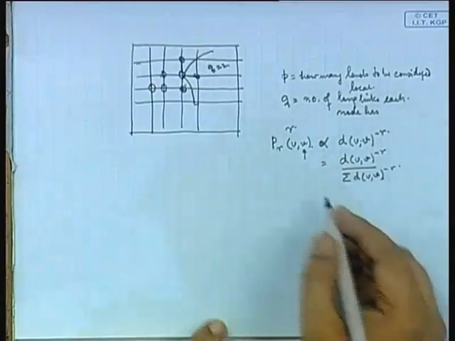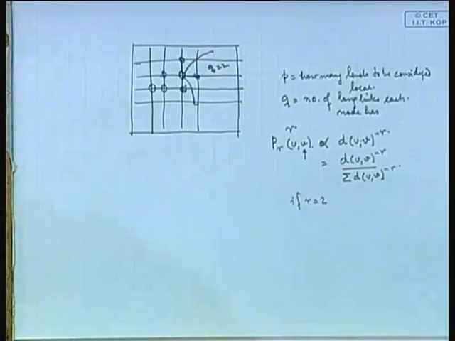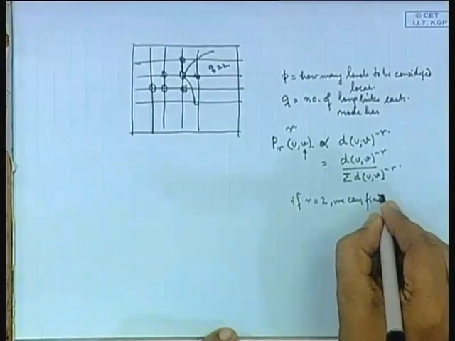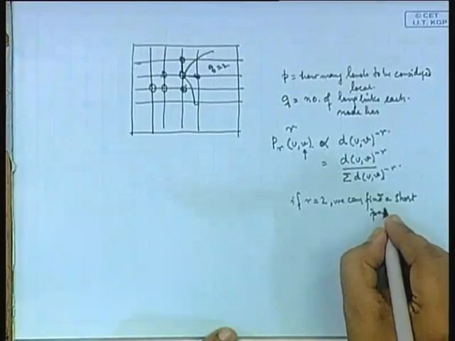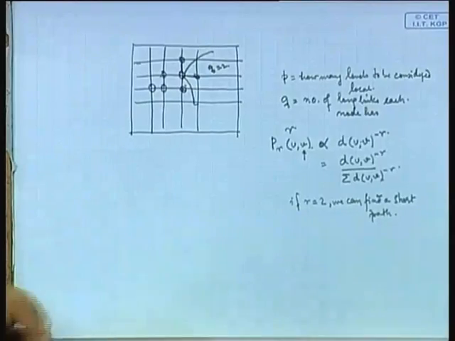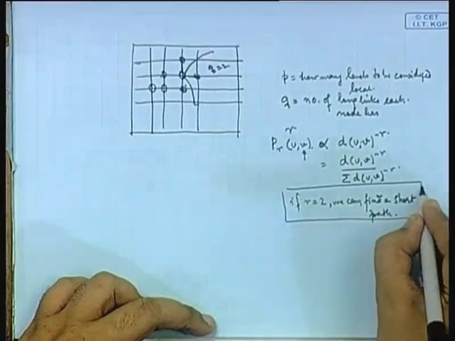Okay. Then what? If r is equal to 2, we can find a short path. That is the idea. So, you may be remembering there are 2 points, one is the structural point, how small world, and the functional point, that a person with local knowledge finds the small world. Okay. So, if r is equal to 2, we can find a short path.